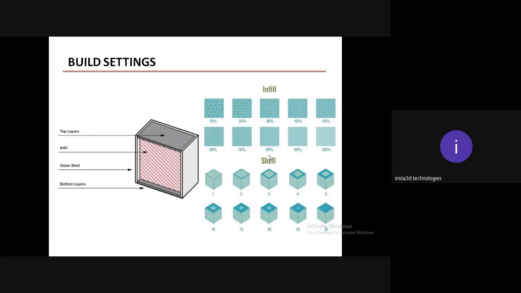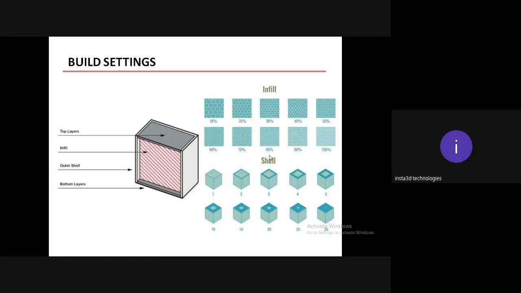Then the outer shell, even compromising the infill, you can improve the strength of the object by increasing the shell. It is similar to a wall of a house. If you consider a room, you will have walls on 4 sides. If you want to increase the strength, you can increase the thickness of the wall.